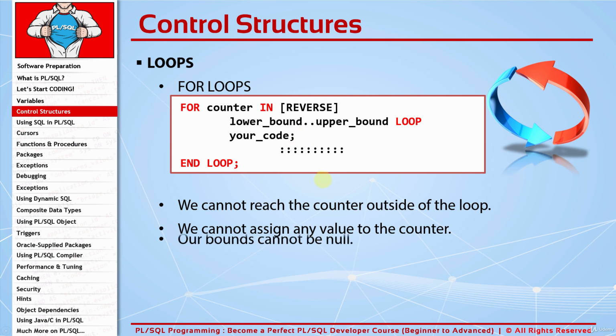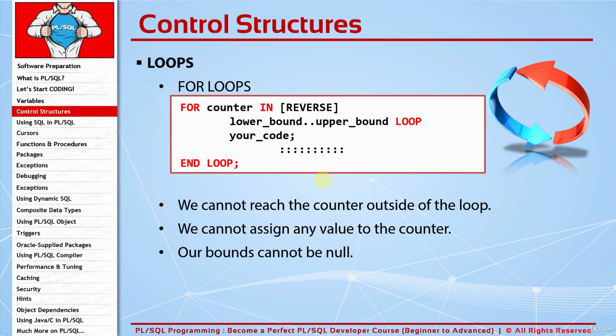And our bounds cannot be null. Lower bound and upper bound do not need to be integers. They can be expressions or variables, etc. But the results must be integers at the end. If these expressions do not return integers, they are rounded to integer values. If lower bound and upper bound are the same, it will iterate just one time. If lower bound is greater than the upper bound, it will not iterate.